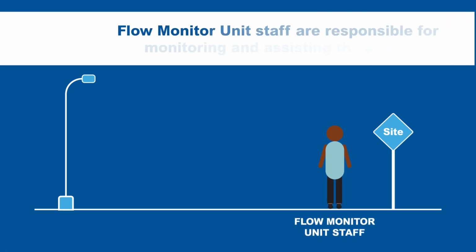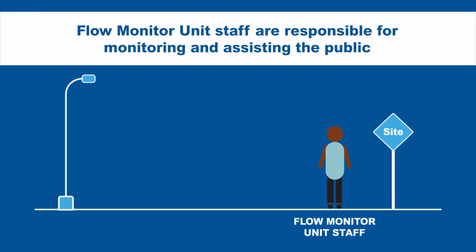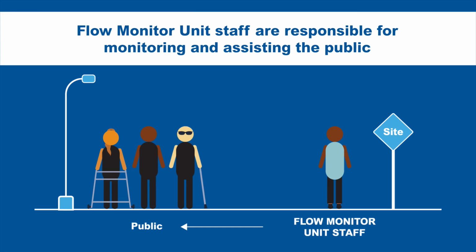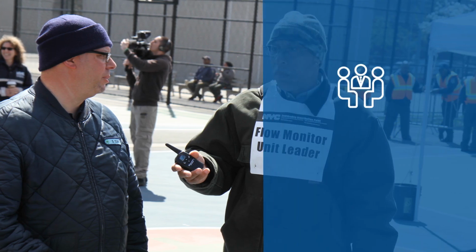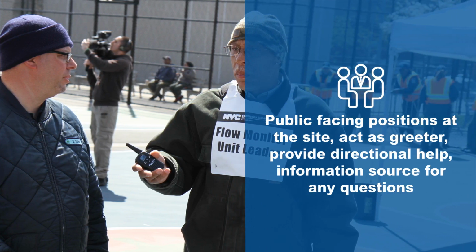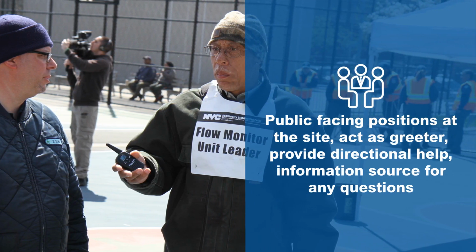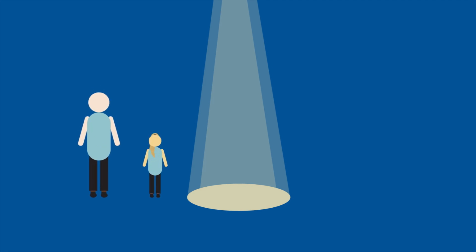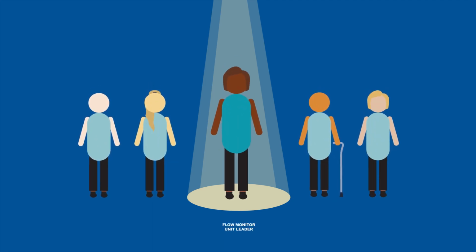Flow monitor unit staff are responsible for monitoring and assisting the public throughout all areas of the site. They have one of the more public-facing positions and act as a greeter, provide directional help, and are an information source for any questions. The flow monitor unit staff are supervised by a flow monitor unit leader.